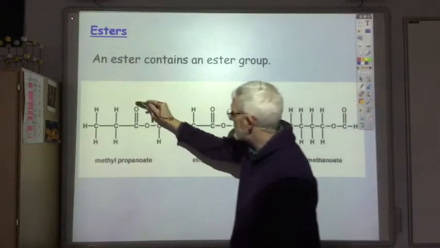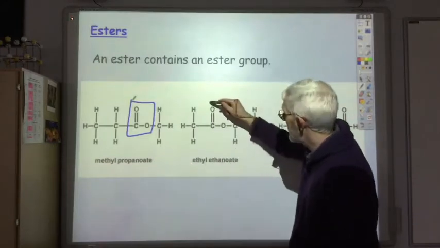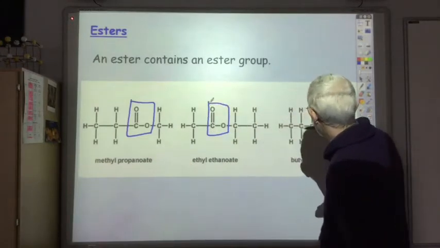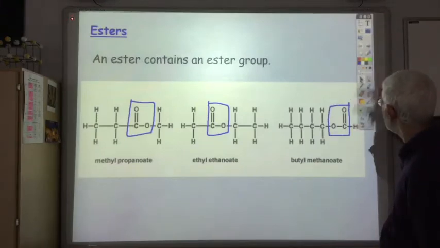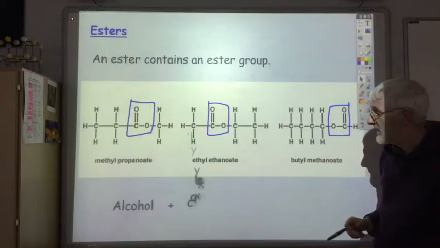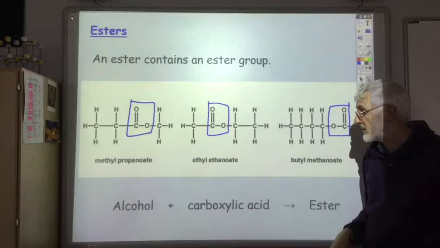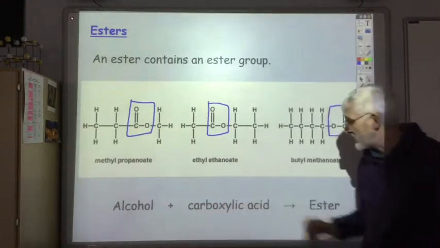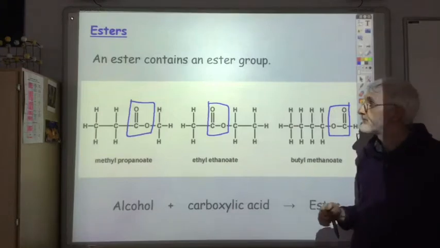The ester group is the C double bond O, okay, which they all have. And you should know how esters are made. You make an ester by reacting together the 2 previous homologous groups we've talked about, an alcohol and a carboxylic acid. They react together to give you an ester.